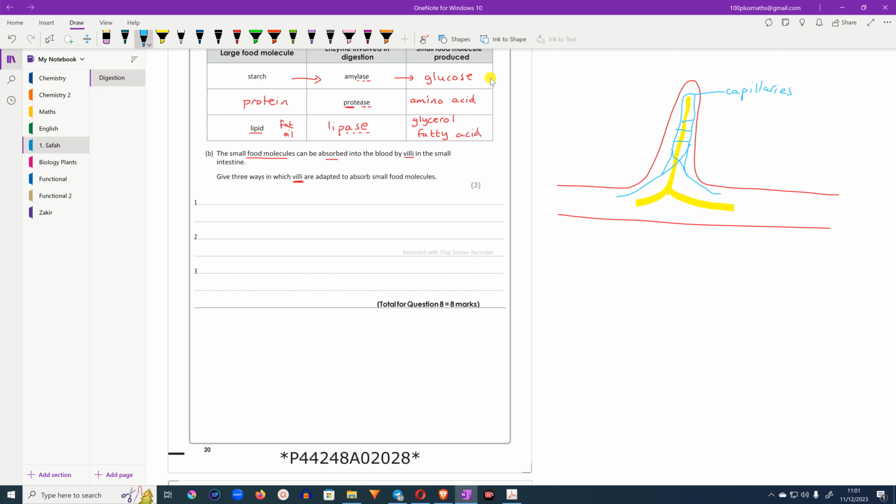Capillaries. Okay. That yellow bit inside is the lacteal. And then you've got the villus or villi. Right.